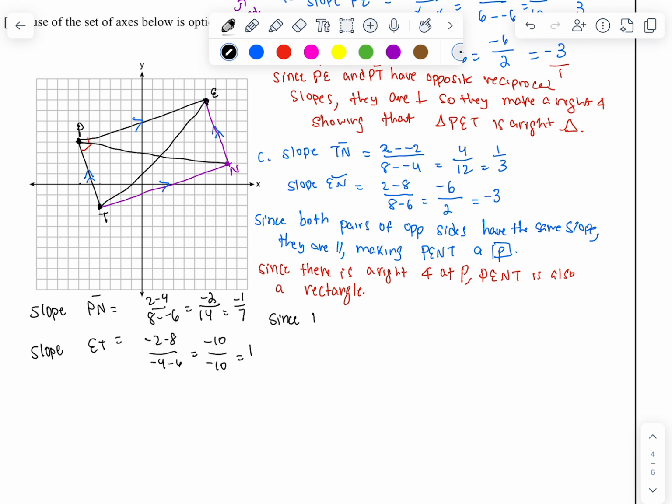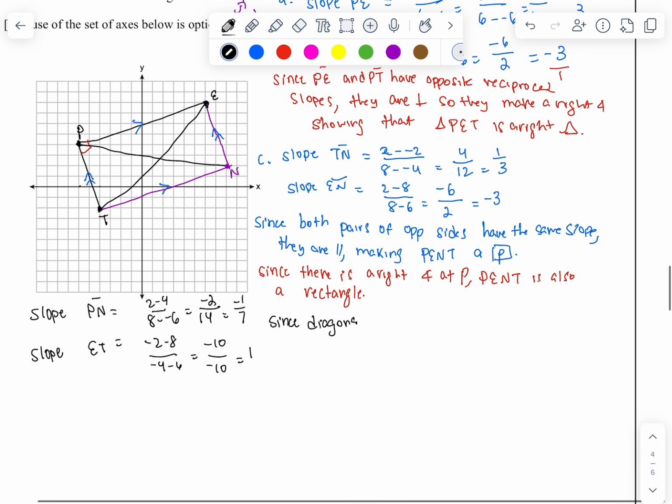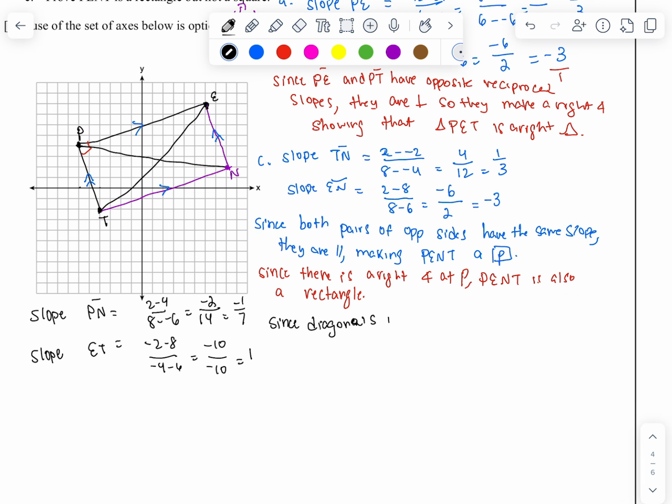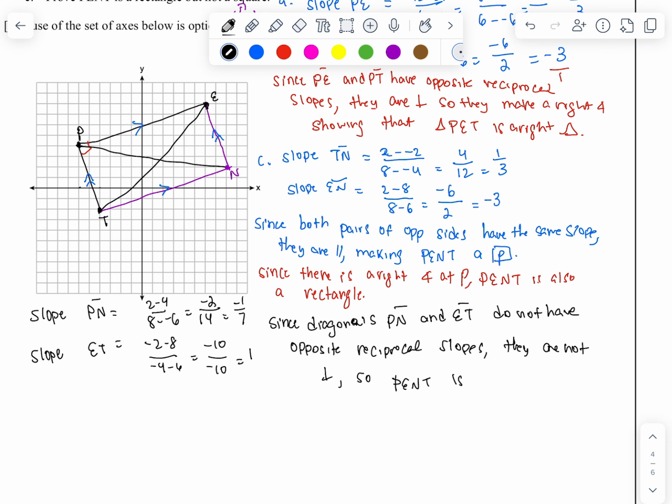Since diagonals PN and ET do not have opposite reciprocal slopes, they are not perpendicular, so PENT is not a rhombus.